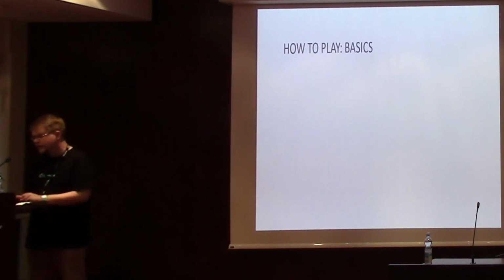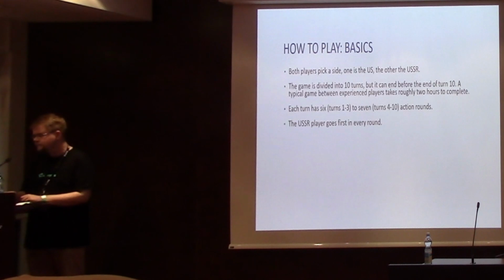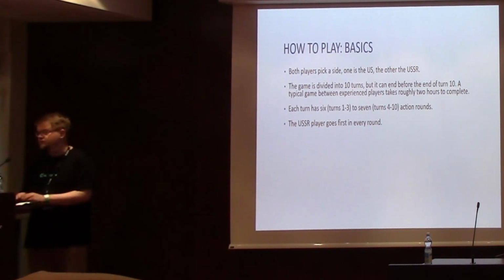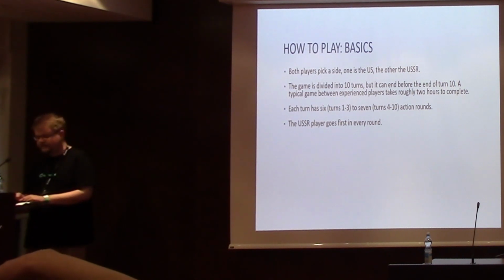So how to play. Some basic stuff about how to play the game. Both players pick a side. One side is the United States, naturally, and one side is the Soviet Union, or the USSR. The game is split into 10 turns. Every turn represents about, let's say, 4 or 5 historical years, but that's not terribly relevant. The game can end before turn 10, so you don't always play until the end of turn 10.